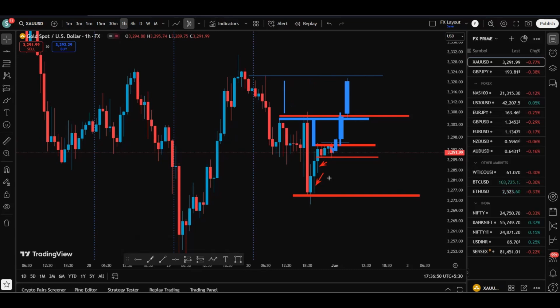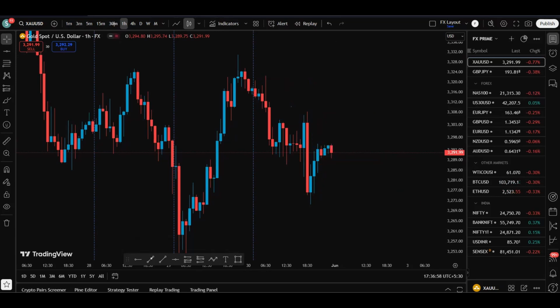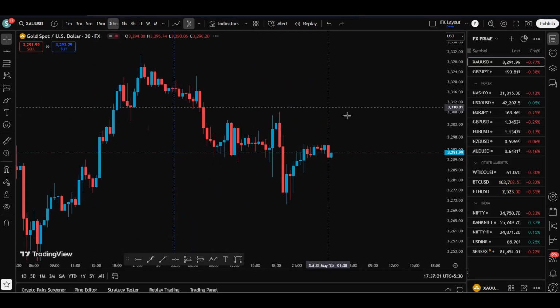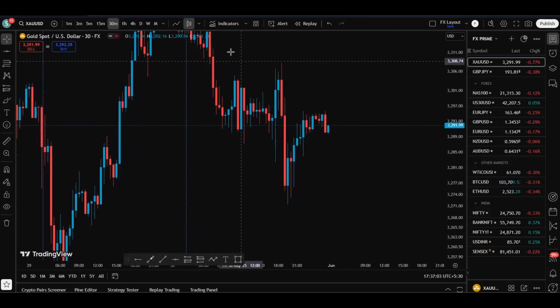To the downside, I will not be looking for shorts, as I already mentioned that we don't have a clean range on the 15-minute and 30-minute time frames. So now let's go to the 30-minute time frame to see what is happening. So now we are on the 30-minute time frame. We can see that we have this resistance. Above this resistance, we have this another resistance.